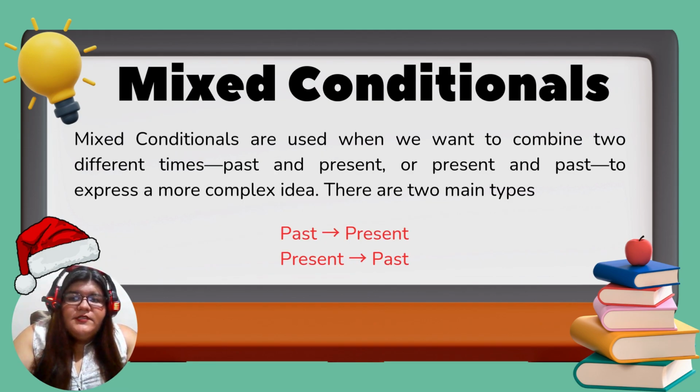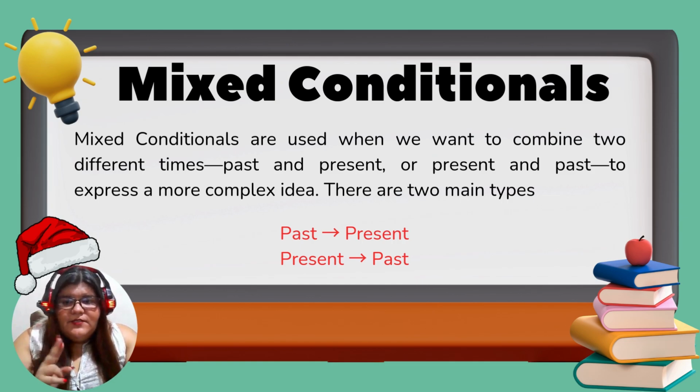Mixed conditionals are used when we want to combine two different times, past and present, or present and past, to express a more complex idea. There are two main types, past to present or present to past. It's like making a mix of them, right? But don't worry, we will see them in depth today.